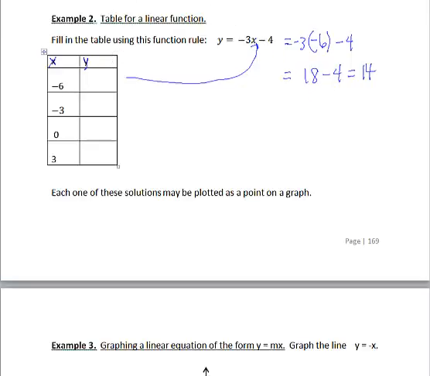So to start completing our table, we would go to the y column. Ultimately, I have y equals this, and along the way I put the numbers in and I did the calculation. So in the end, I have y equals 14. So I put 14 in the column right beside the -6. Okay, the x value that gave me the y value of 14. So this is our rule. Multiply by -3, subtract 4.